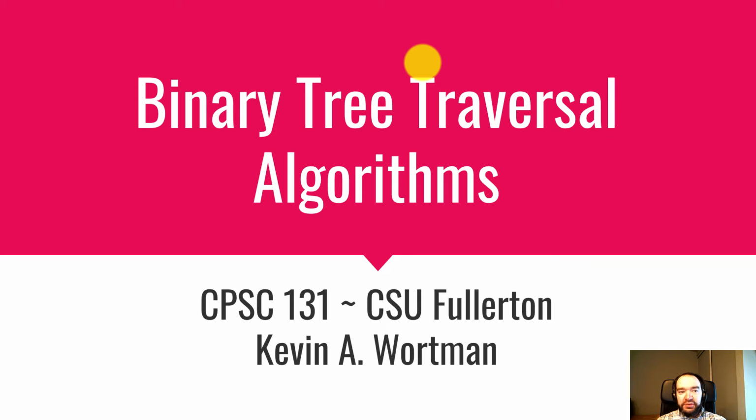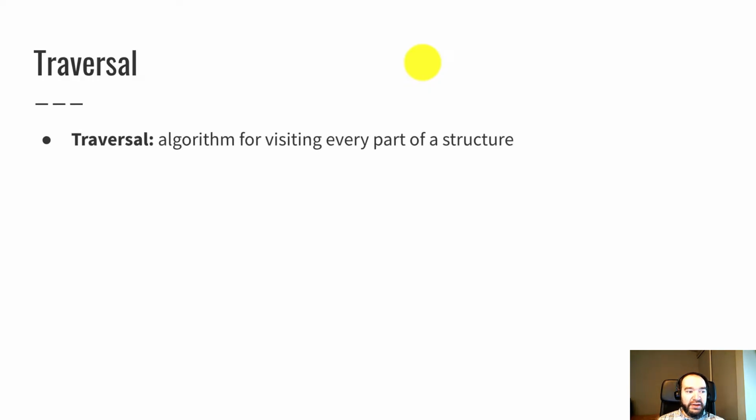Hi guys, this video describes the three classical binary tree traversal algorithms: preorder, inorder, postorder. We'll get into what those are in a moment. So these are all traversal algorithms. Traversal in general means an algorithm for visiting every part of some kind of structure.